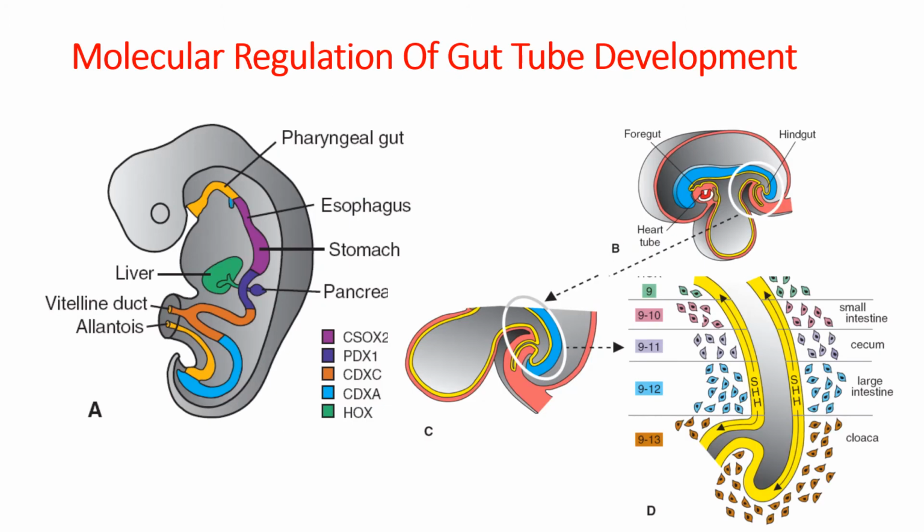Now a brief about the molecular regulation of the gut tube. This diagram is showing the midgut and hindgut regions. The morphogen sonic hedgehog is secreted by the gut endoderm and induces the expression of Hox genes in the surrounding mesoderm. The Hox expression then initiates a cascade of genes that instruct the gut endoderm to differentiate into its regional identities. So signaling between the two tissues is an example of epithelial mesenchymal interaction.